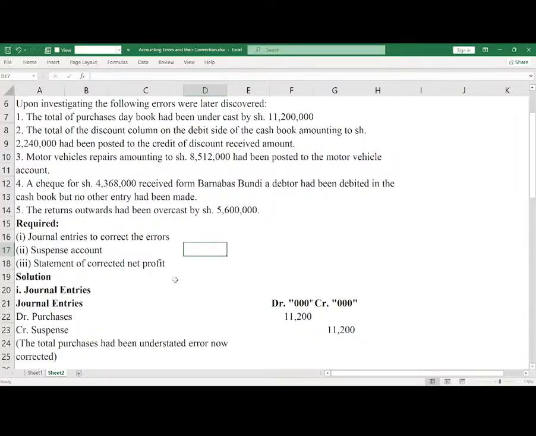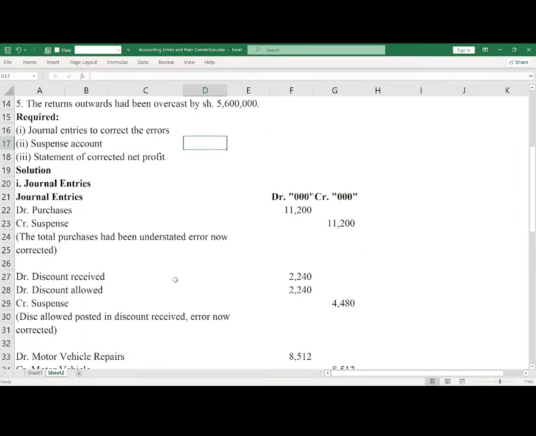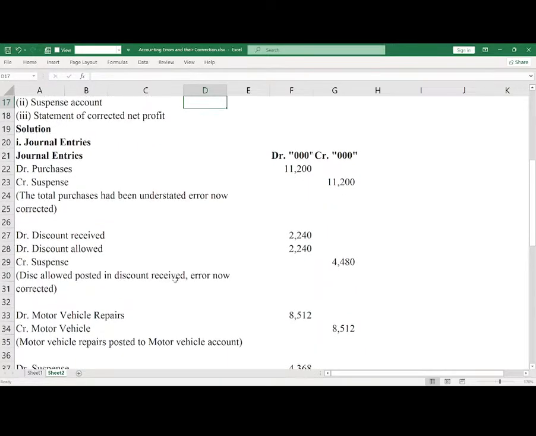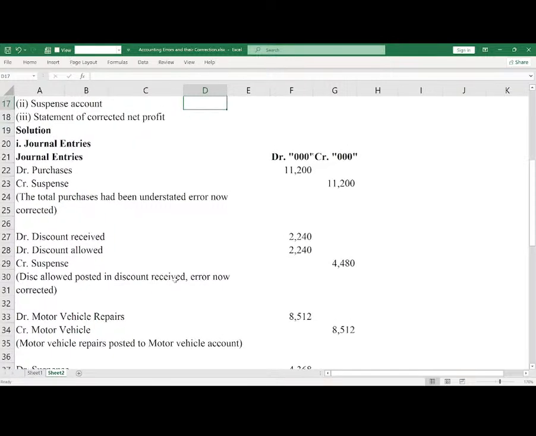We are going to start with the journal entries, starting with the first one. We are told the total of the purchase day book had been undercast. So the purchase, there was an undercast of 11,200. We debit that, then on the credit, we put the suspense account of the same amount. So here the total purchase had been understated. The error has now been corrected when you use the suspense account like that. So we credit the suspense, we debit the purchase.